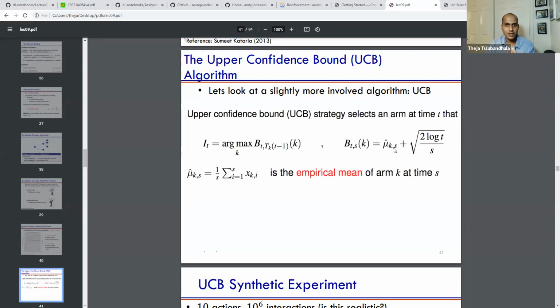It turns out that even if the mu hat is small, let's say for action B, the mu hat was small, you did not get any sales, but it turns out you never tried it, then the second term is going to be large, and therefore the B term is going to be large. Since at any given time you pick the arm with the highest B value, you're going to pick that arm B.